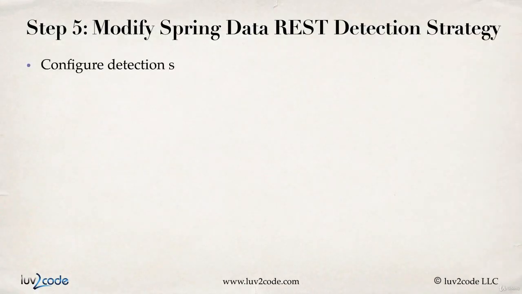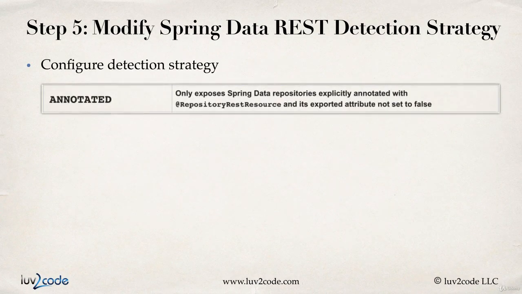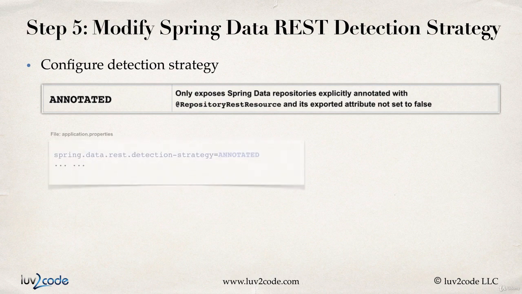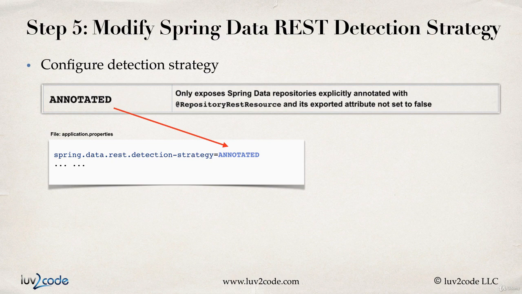Now we need to configure the detection strategy. So we need to tell the system, hey, use the annotated strategy. So in our application.properties file, we set spring.data.rest.detection-strategy=annotated. Okay, this looks pretty good. Let's go ahead and move into the videos and let's start writing some code.